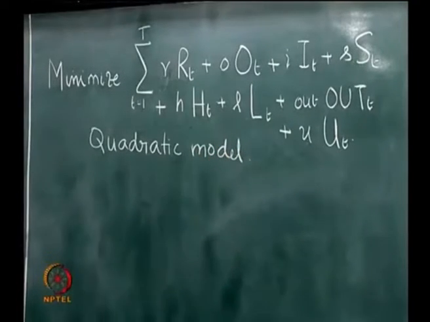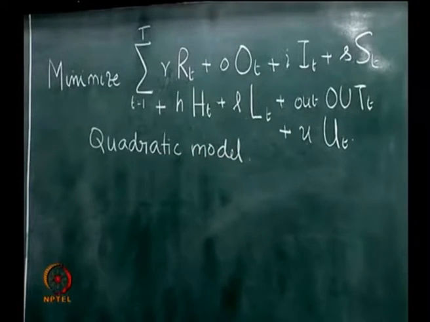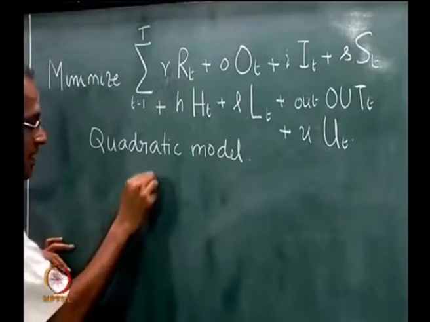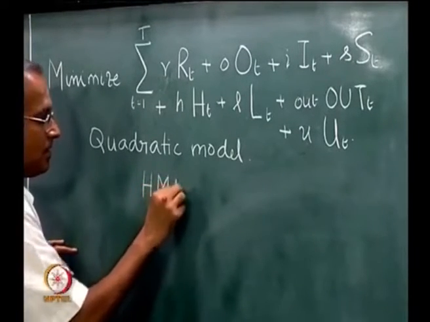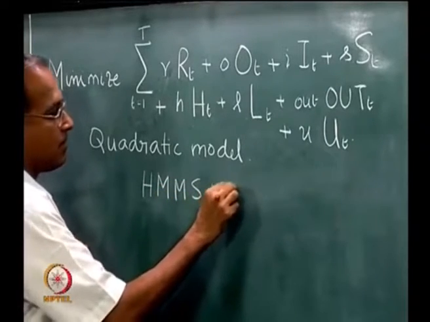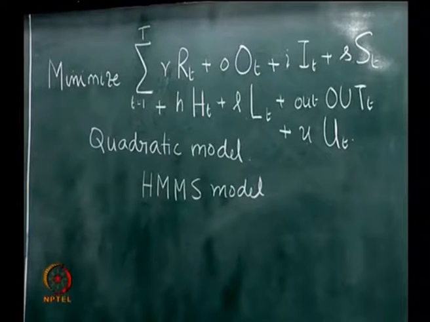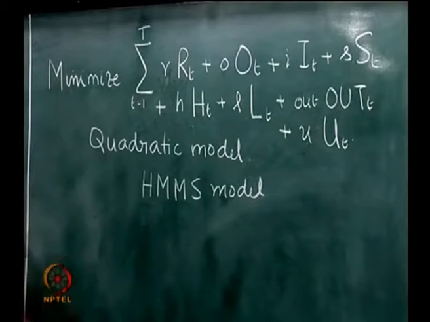A quadratic model for aggregate planning is quite famous. It is also called the HMMS model, named after 4 researchers who are the authors of this work. It stands for Holt, Muth, Modigliani and Simon. So it is called the HMMS model.